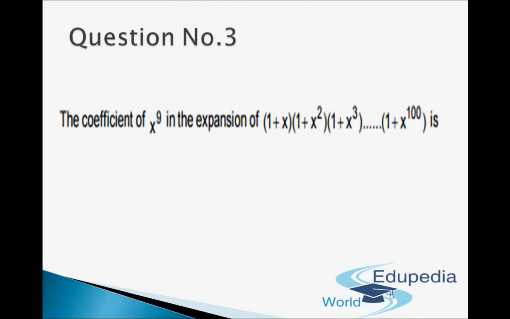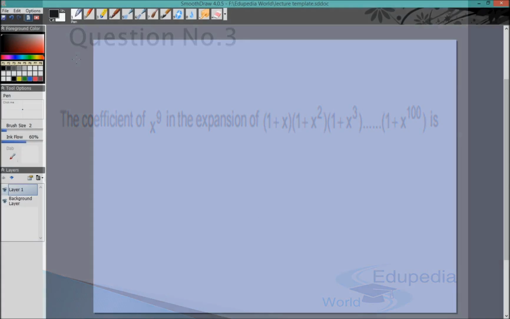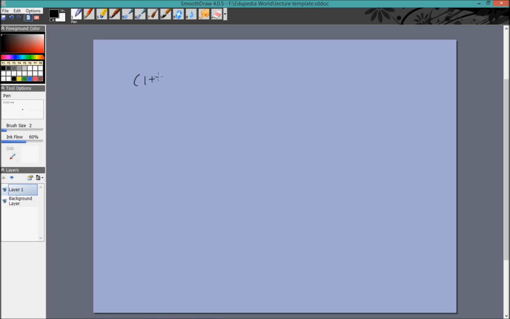In the next question, we are given an expression: 1 plus x, 1 plus x square, 1 plus x cube, dot dot dot, there will probably be 1 plus x to the power 9 here, dot dot dot, till 1 plus x to the power 100. So a total of 100 terms. And we are asked to find the coefficient of x to the power 9.